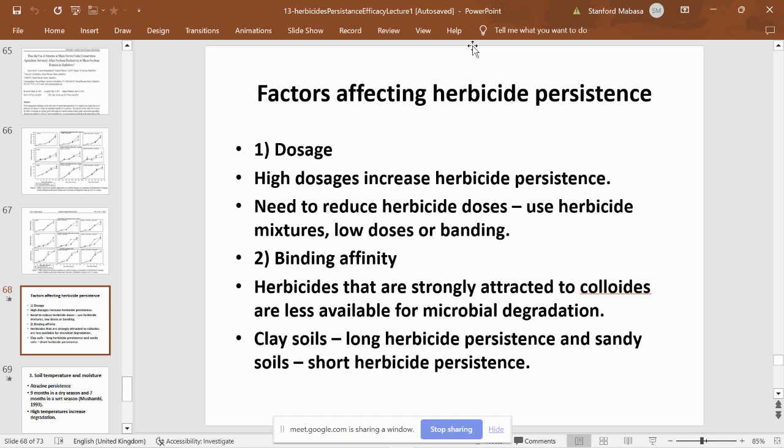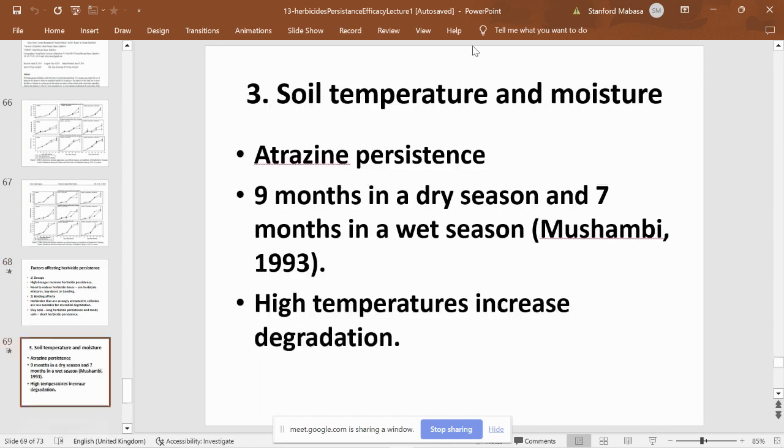Number two, binding affinity, the attraction of the herbicide to the clay minerals. Herbicides that are strongly attracted to colloids are less available for microbial degradation, which means the herbicide is likely to last for a long time. So in clay minerals, long herbicide persistence is expected, and in sandy soils, we expect short herbicide persistence.